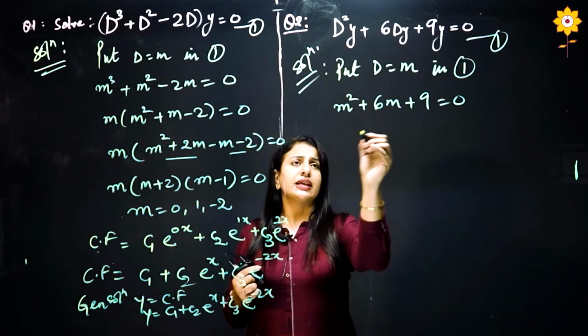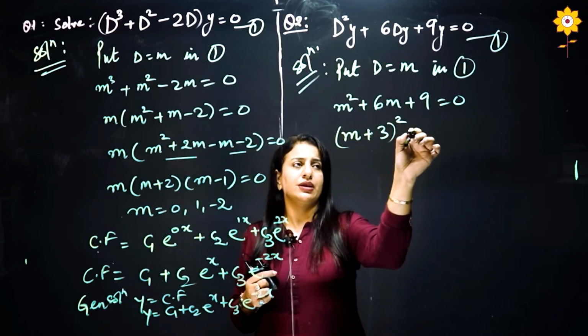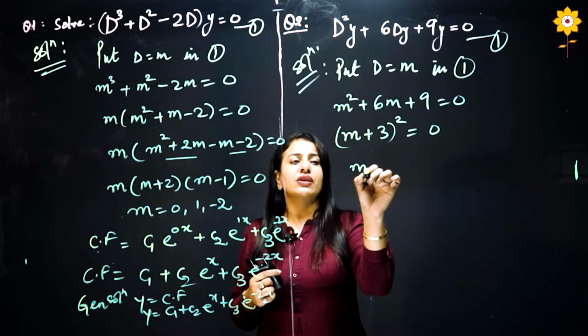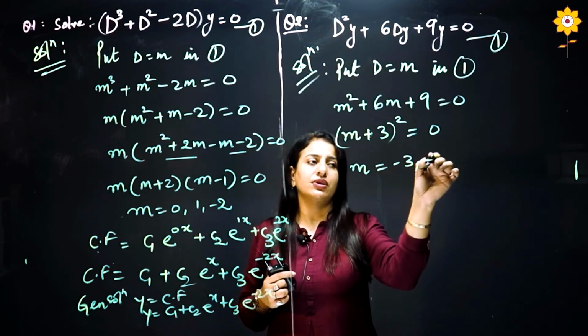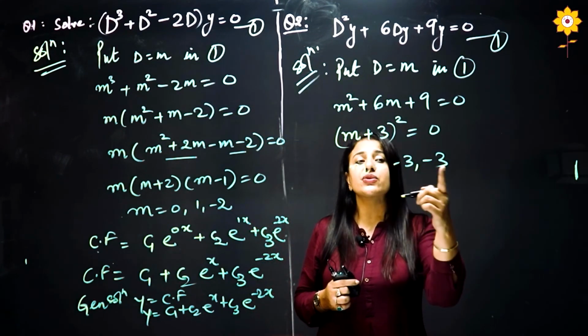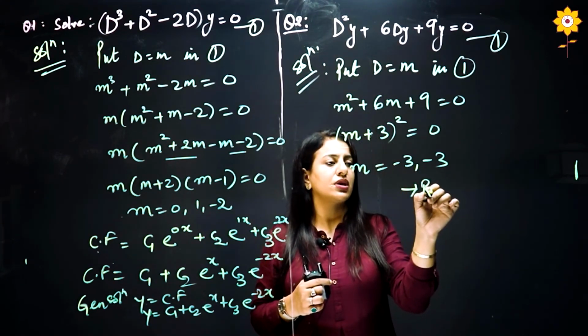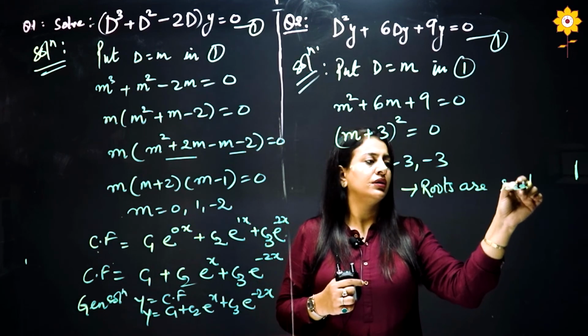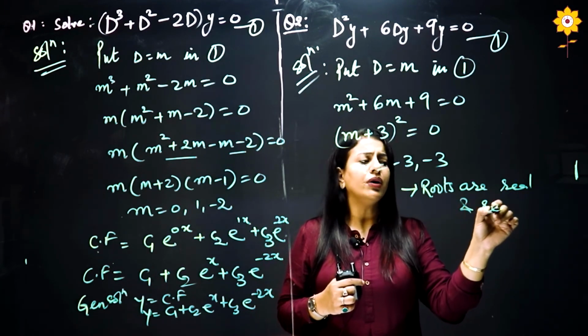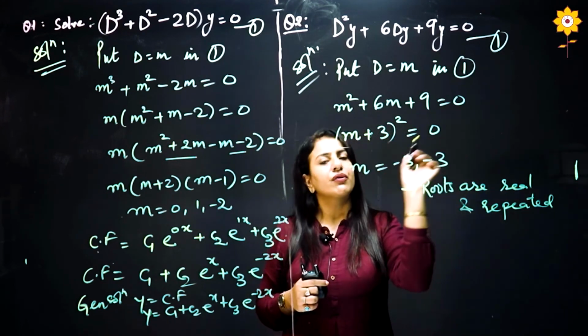Can we factorize this? I can observe that this is m plus 3 whole square. So let me rewrite it like this, which gives me roots minus 3 and minus 3. Now I need to check the nature of the roots. Since these roots are real numbers but repeated, I would say roots are real and repeated, or repeated real. So these are repeated real numbers.